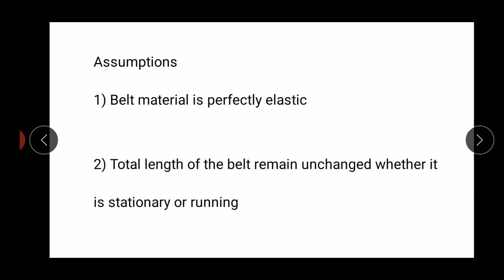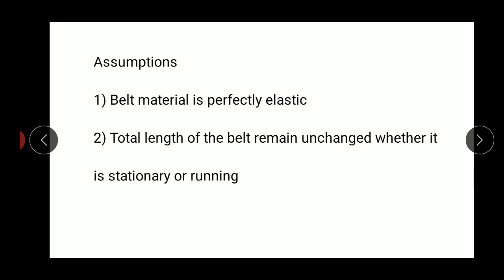There are a few assumptions while considering the effect of initial tension. One is that the material is perfectly elastic, meaning when you remove the load, it will regain its original size and shape, and even while the initial tension is applied, the length of the belt remains unchanged.